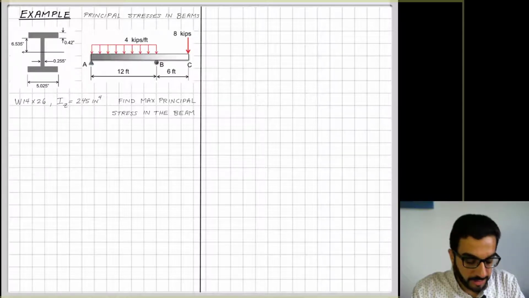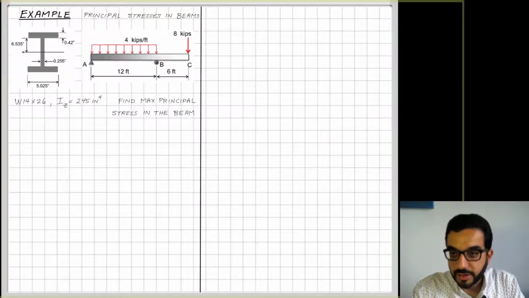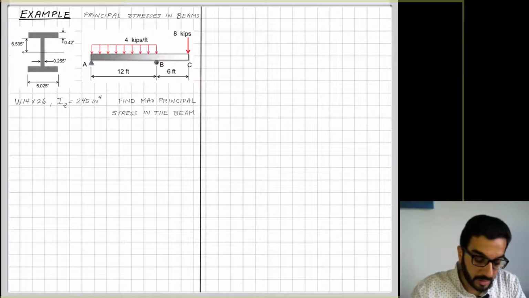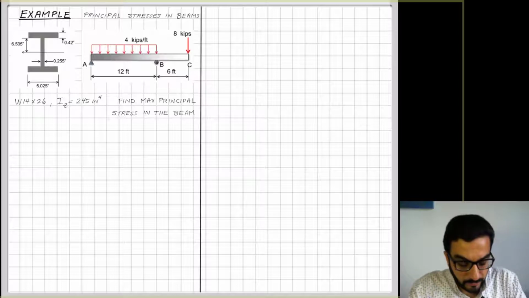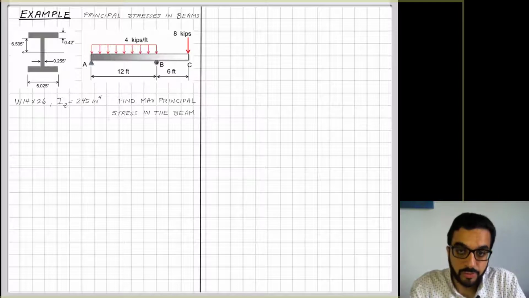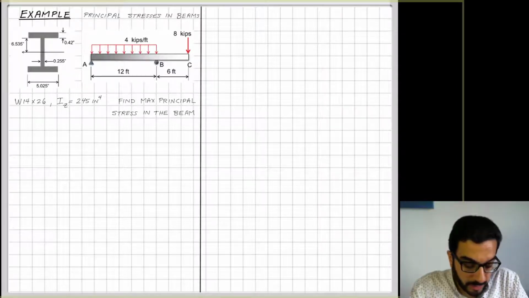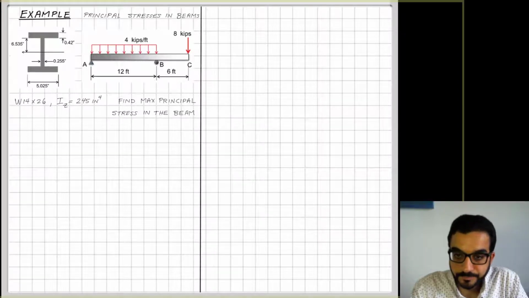So we have here a beam that's simply supported, span AB, with a cantilever BC, with the shown distributed load and point load at C. The beam is made using a steel cross section, a wide flange 14 by 26, and from the tables we got the moment of inertia to be equal to 245 inch to the power 4. And we want to find the maximum principal stress that's developing in this beam.